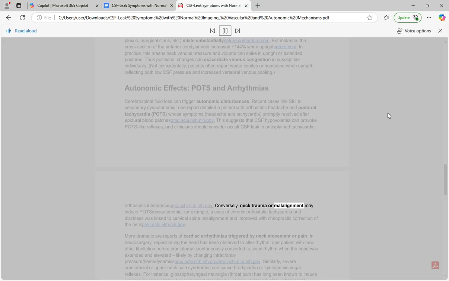Conversely, neck trauma or malalignment may induce POTS/dysautonomia. For example, a case of chronic orthostatic tachycardia and dizziness was linked to cervical spine misalignment and improved with chiropractic correction of the neck. More dramatic are reports of cardiac arrhythmias triggered by neck movement or pain. In neurosurgery, repositioning the head has been observed to alter rhythm. One patient with new atrial fibrillation before craniotomy spontaneously converted to sinus rhythm when the head was extended and elevated, likely by changing intracranial pressure/hemodynamics.